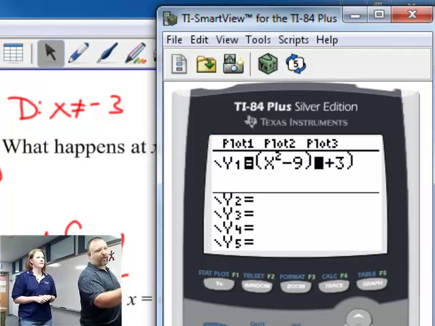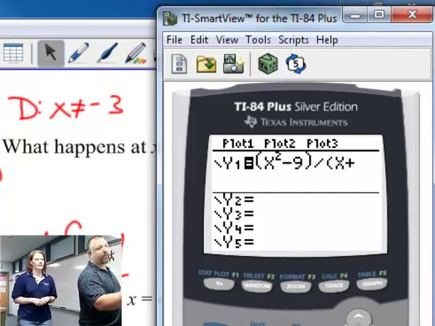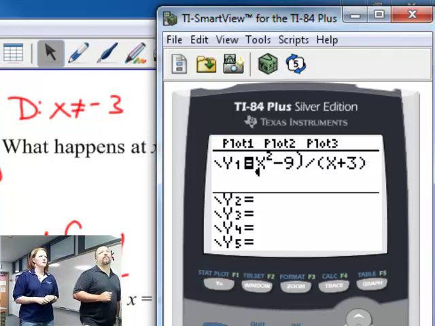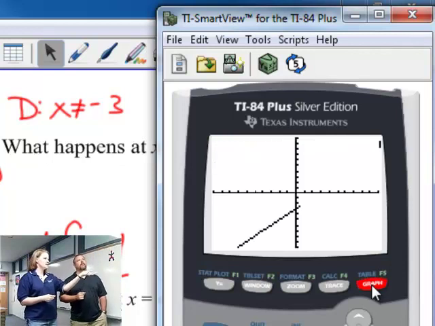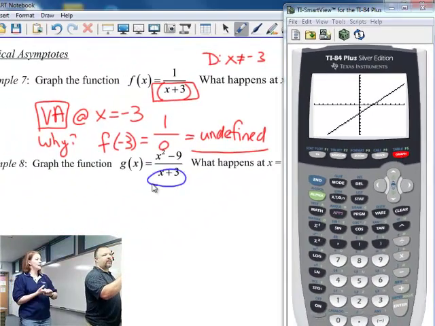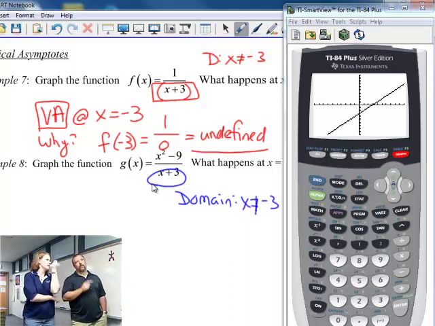Divided by, and then another parentheses, x plus 3. The insert didn't work because I had to go back and correct some plus sign. But anyway, now we have our function, and we're going to graph it. Since it's x plus 3 in the denominator, we would expect maybe a vertical asymptote. But we know that it can't be in the domain. Our domain was still x cannot be negative 3, correct?